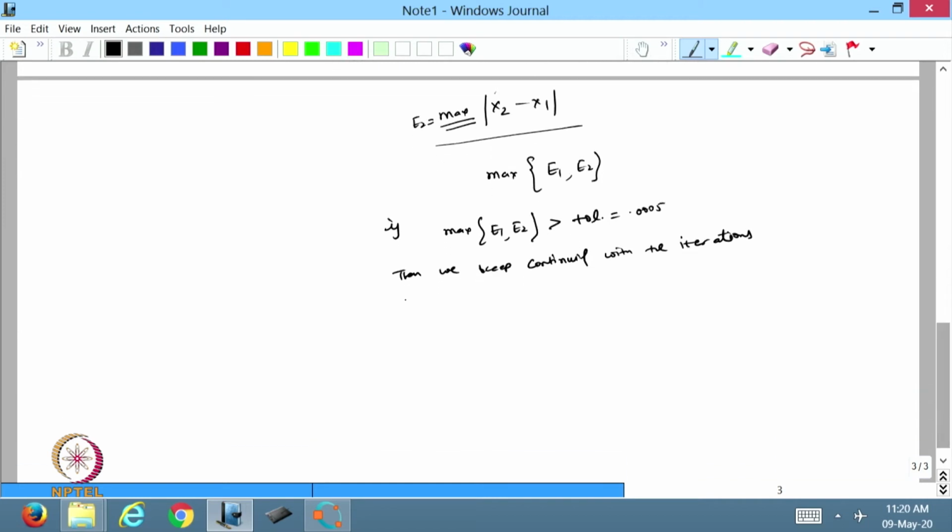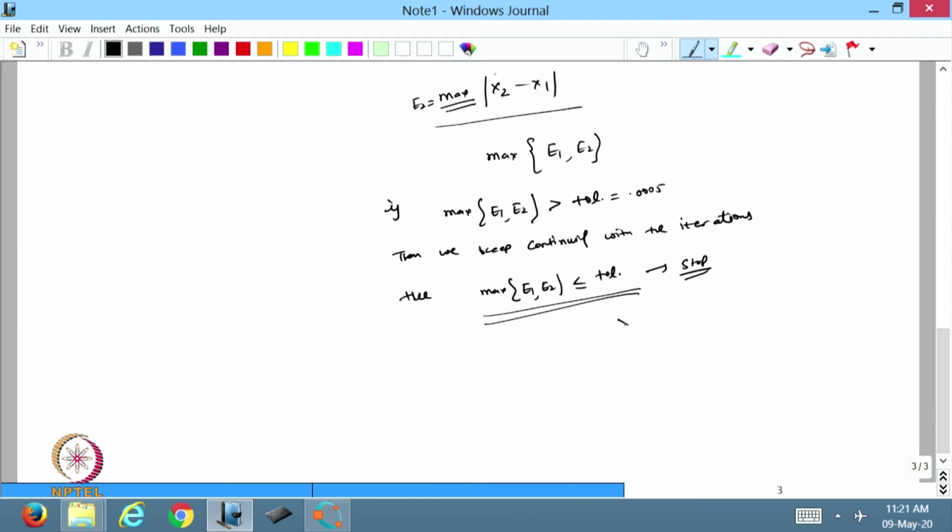and till this maximum error is less than tolerance. So, if it is becoming less than or equal to tolerance, then we will stop. So, then in that case we will stop, and whatever value we get, that will be our lambda, the eigenvalue, and the corresponding eigenvector.